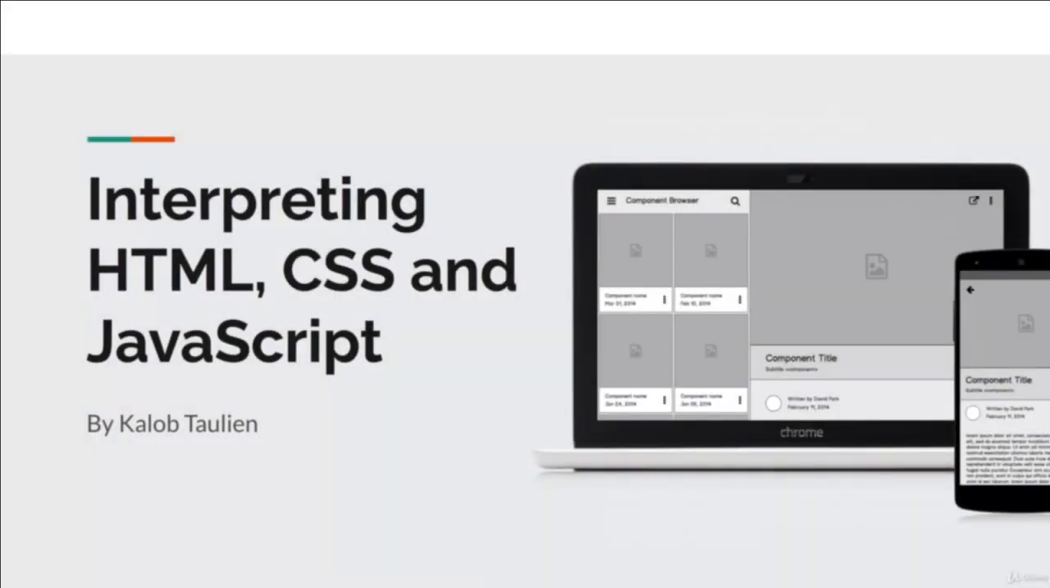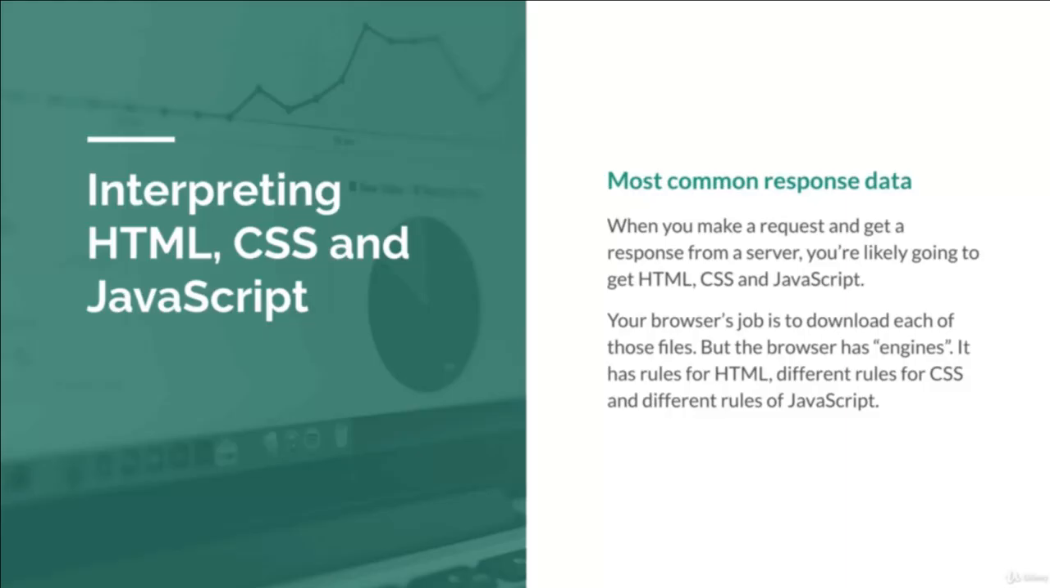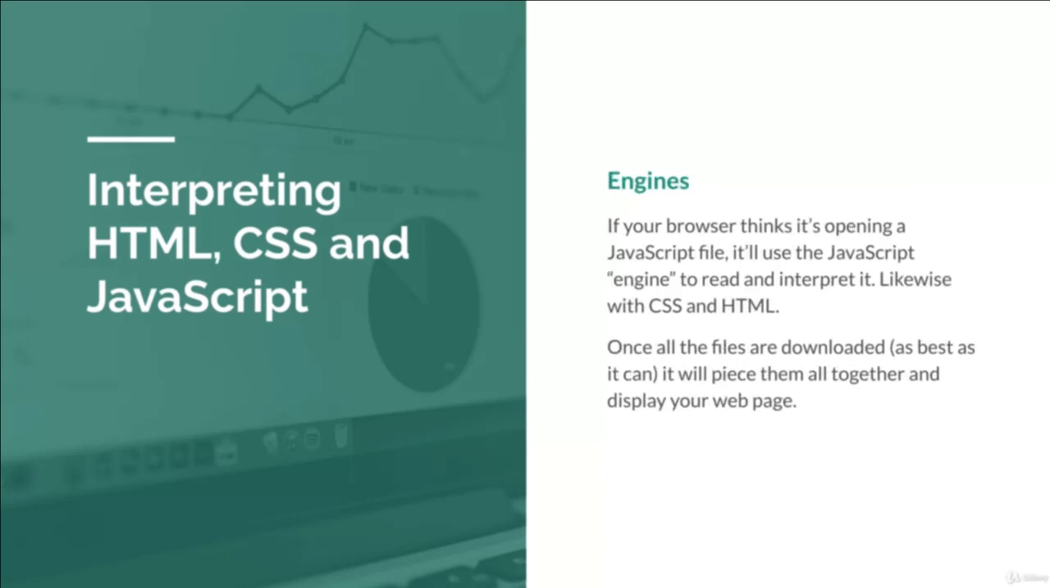Interpreting HTML, CSS, and JavaScript. So these are the most common response data types. When you make a request and you get a response from a server, you're likely going to be getting HTML, CSS, and JavaScript. Your browser's job is to download each one of those files. But the browser also has these things called engines. These engines have certain rules for HTML, different rules for CSS, and different rules for JavaScript. If your browser thinks it's opening a JavaScript file, it'll use the JavaScript engine to read and interpret it and make your website interactive. Likewise with CSS and HTML.